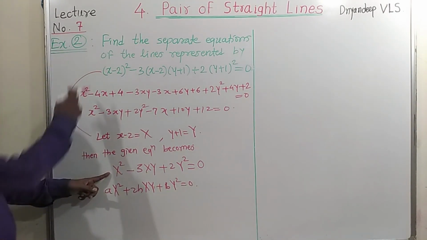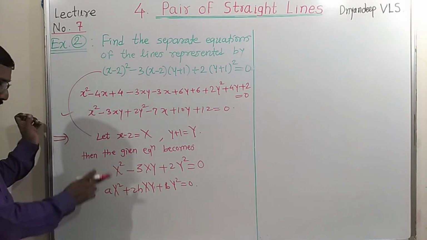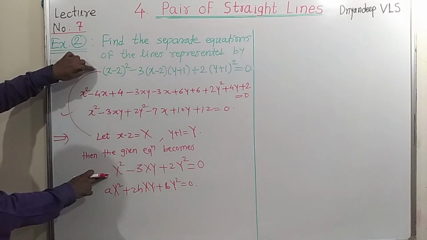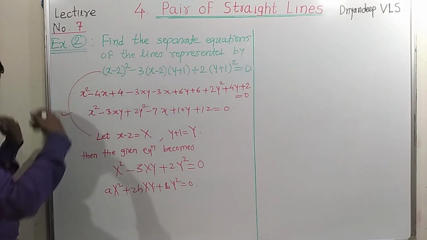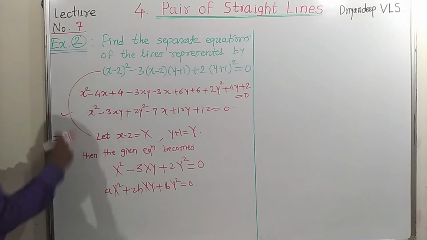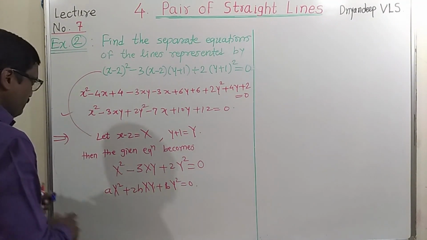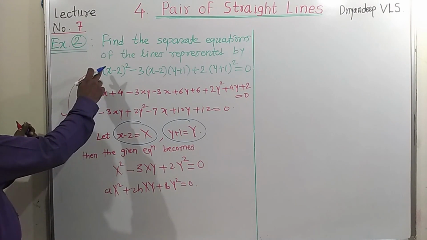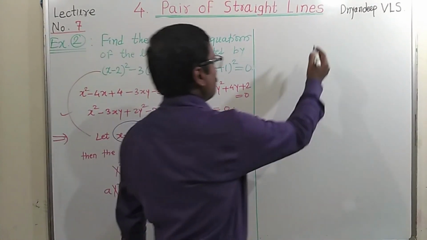So this equation is converted into the homogeneous equation of degree 2 in x and y, which represents two lines passing through origin. Actually these two lines are not passing through origin. Due to this substitution, these two lines are converted into these lines which are passing through origin. This means this is nothing but the shifting of origin. What is this? This is nothing but the shifting of origin. So whenever we convert this equation by this method, it is called the shift of origin.